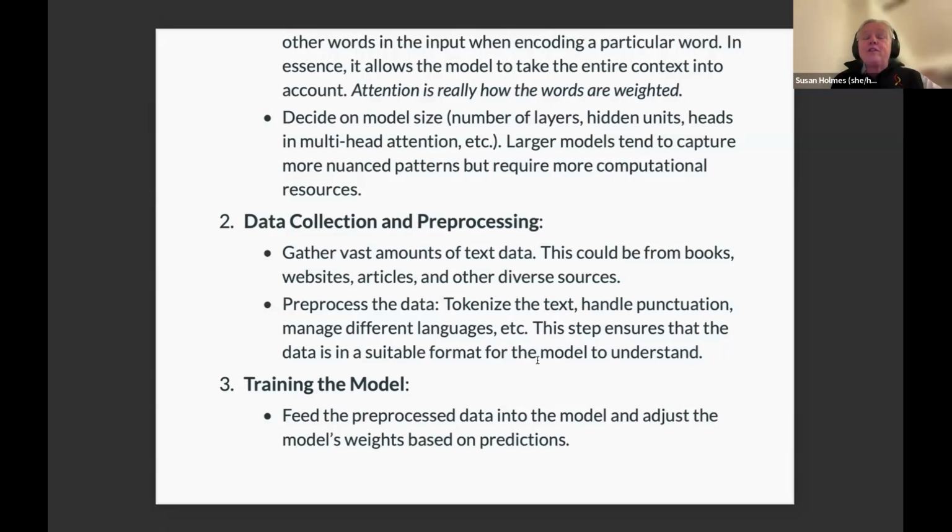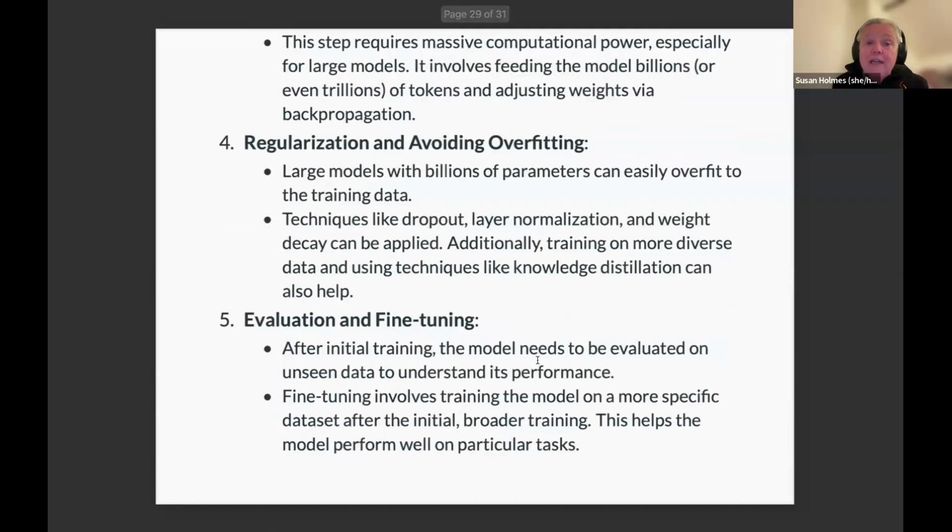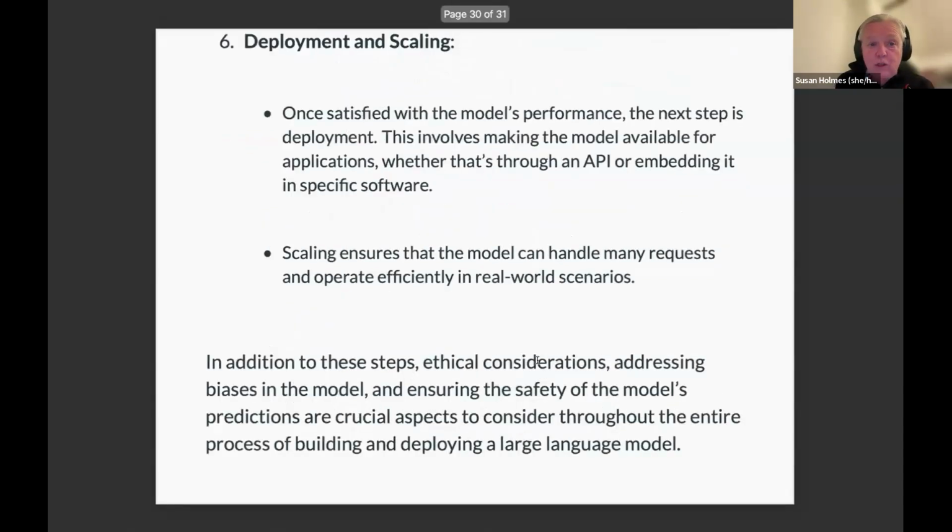So, the training of the models, which is very, very expensive, is the data collection and the pre-processing. We can't do anything about that. The models have all been trained. What we're doing is we're just using and evaluating.